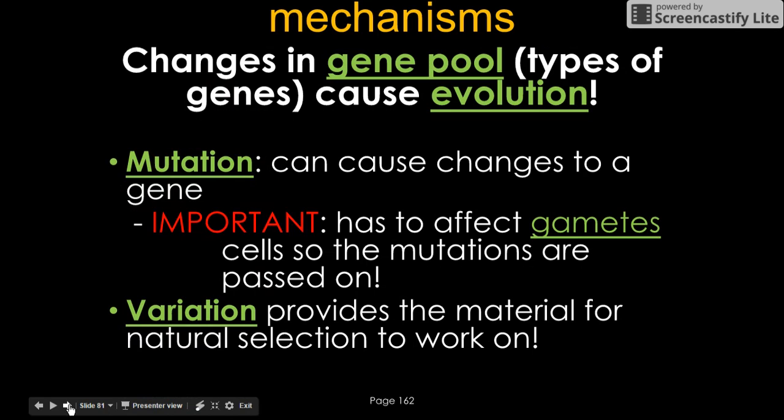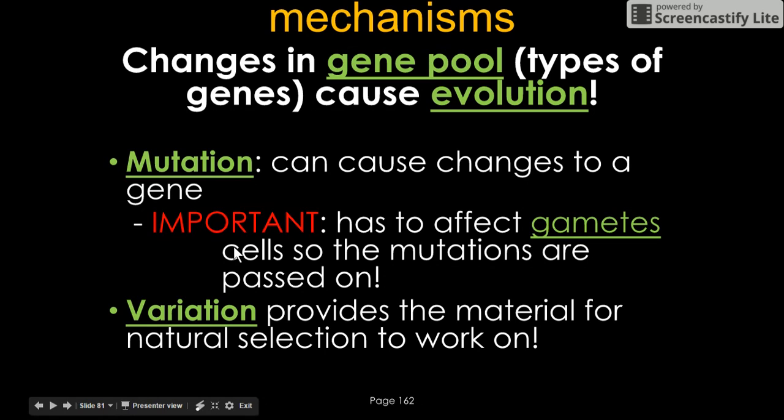Let's start with the mechanism again. Why do things evolve? So, first of all, changes in your gene pool, or the types of genes or DNA. So, changes in the gene pool cause evolution. Because animals' DNA has changed, that means the animals will change over time. We know that a mutation is going to cause a change to a gene.